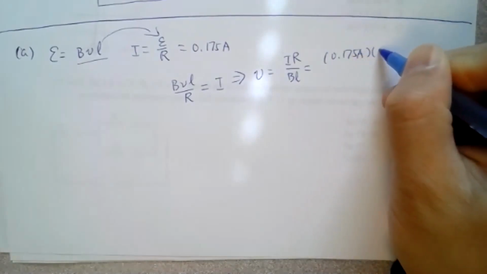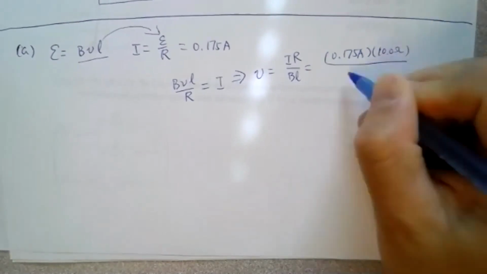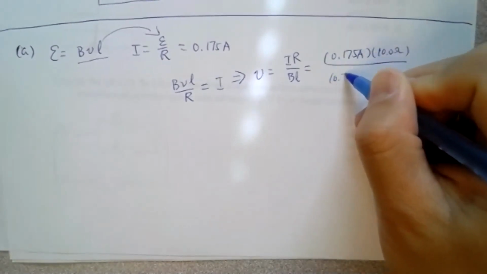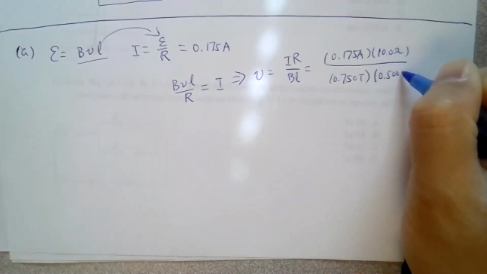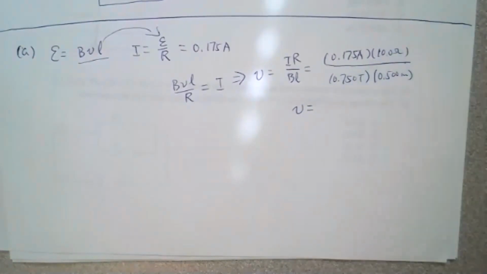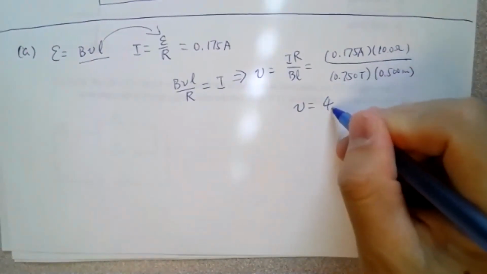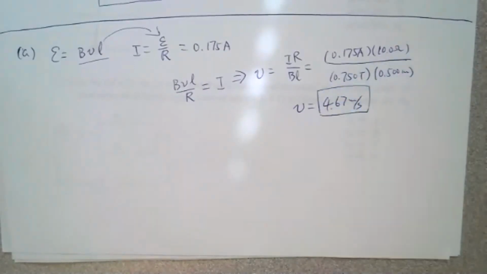0.175 amps times the 10 ohms divided by the B field of 0.75 Tesla times the length of the rod, 0.5 meters, okay? So V then will be equal to 4.67 meters per second, okay? I think most of you guys who submitted your responses got this one right.